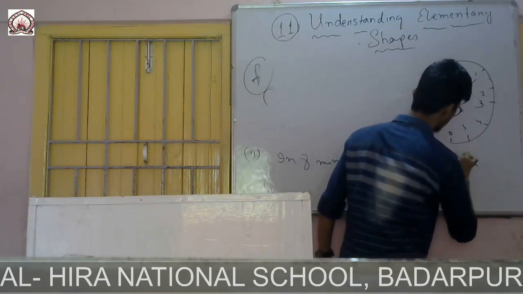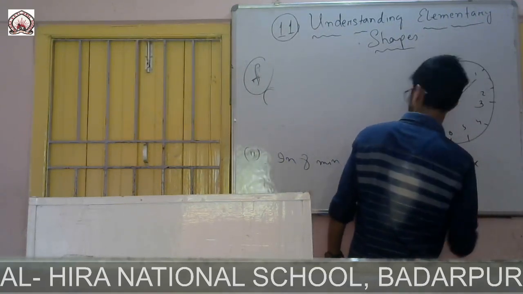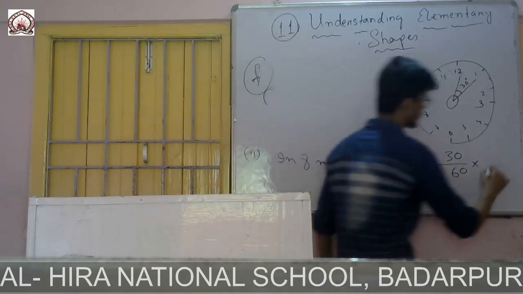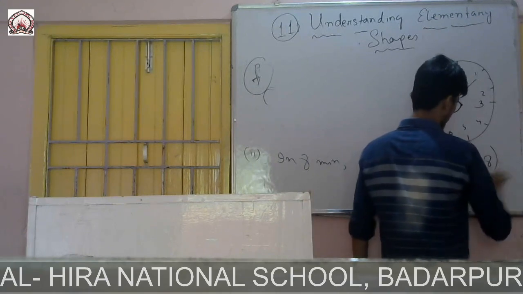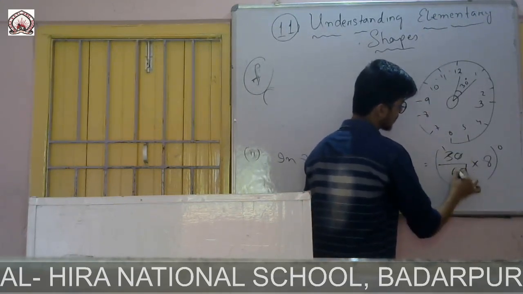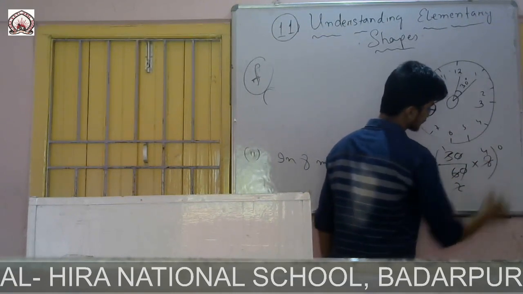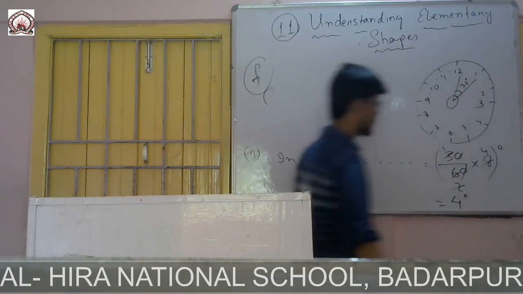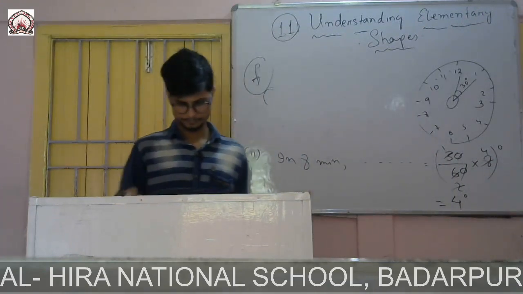30 by 60. It is 30 by 60 into. For 1 minute it is 30 by 60. That means half. And for 8 minutes it will be 30 by 60 into 8. So like earlier, if I cancel, then 3 1s are 3, 3 2s are 6, and 2 4s are 8. That means the answer is equal to 4 degree.